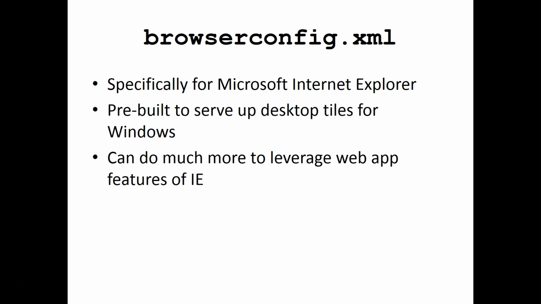BrowserConfig XML. We'll take a look at this. This is specifically for Microsoft Internet Explorer. What this does is, they've pre-built this piece of XML to serve up desktop tiles for Windows. So in the Windows environment, your web app can in some ways feel like a desktop app. Those lines are becoming very blurred between web application and native application on an operating system or on your phone. That's a good thing. It's good for you.